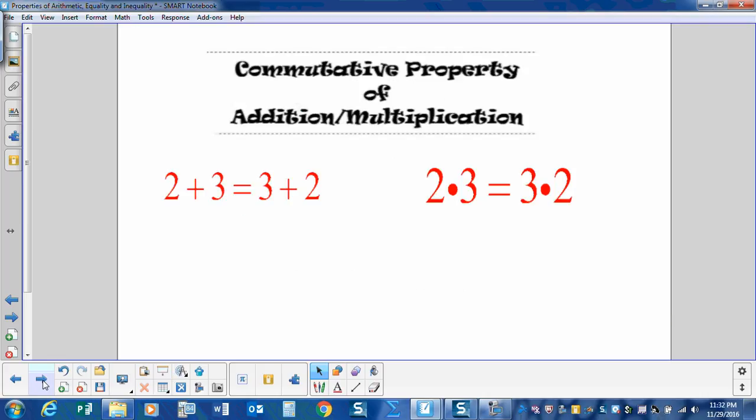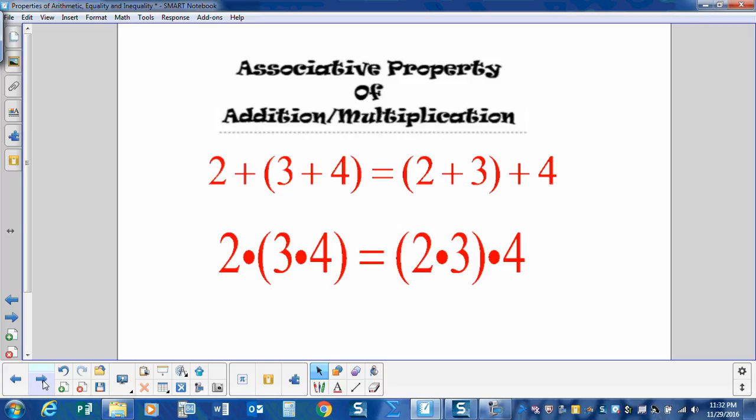The commutative property of addition and multiplication says that when we add numbers together or multiply numbers together, the order doesn't matter. The associative property of addition and multiplication says that when we add numbers together or multiply numbers together, how we group those numbers doesn't matter.